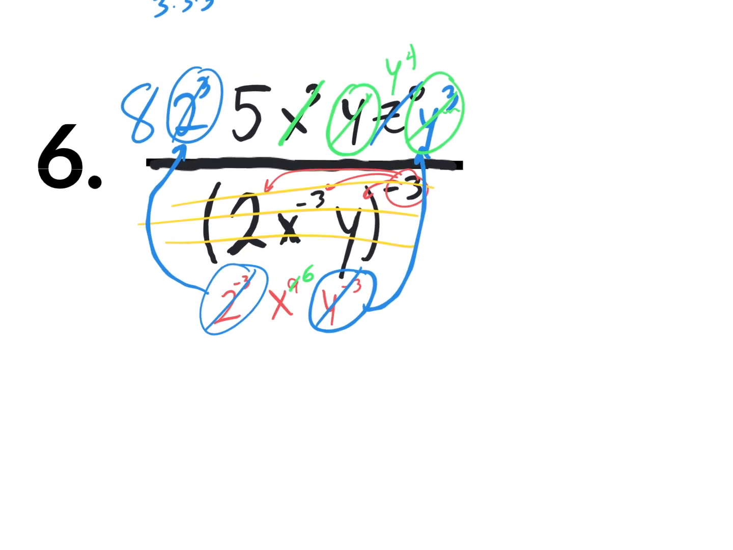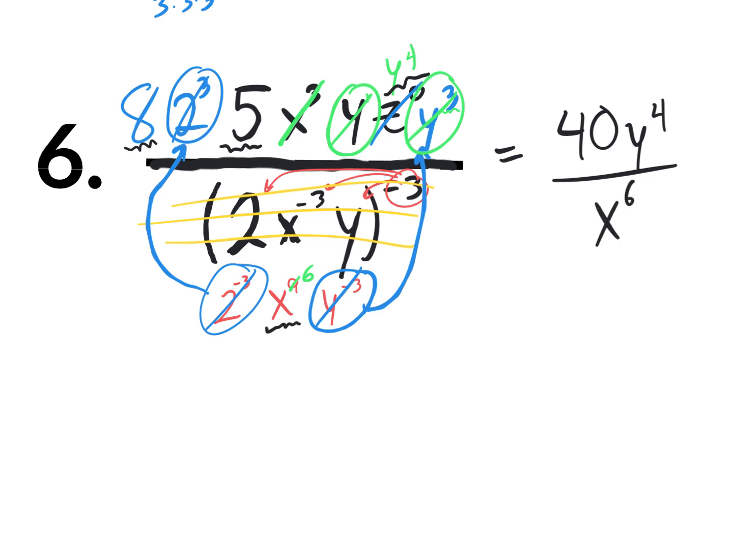So let's write down our answer so far. There's 8 times 5 times y to the 4th. What's 8 times 5? That's 40. Y to the 4th stays up there. On the bottom, what do I have left? X to the 6th. And that is your final answer.